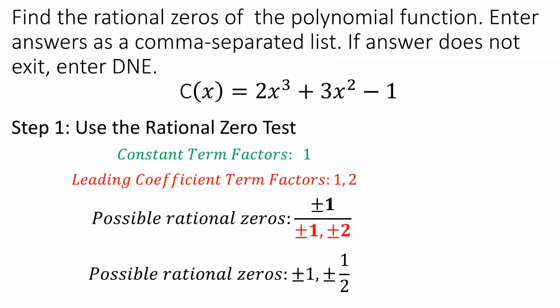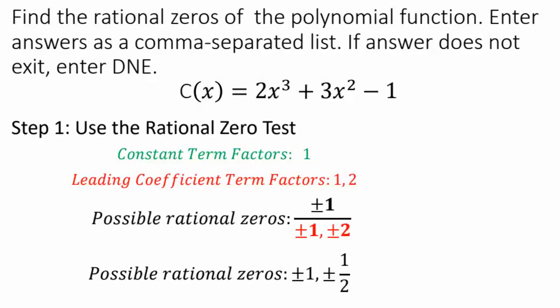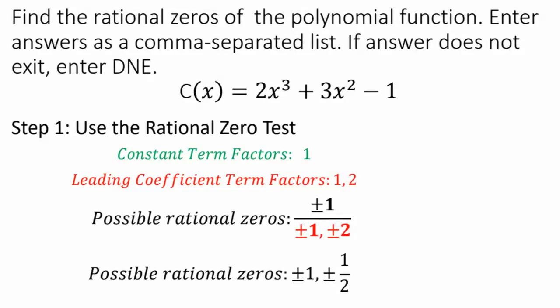So if we divide, then we end up with 1 divided by 1 is 1, and 1 divided by 2 is a half. Okay, so these are my possible zeros here. And so we only have 4, so we don't have a long list. And so we're going to start checking them to see if they are zeros. Because remember, these are possible rational zeros. It doesn't mean that they are, so we need to check them.